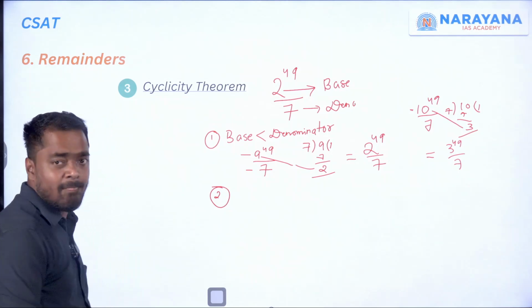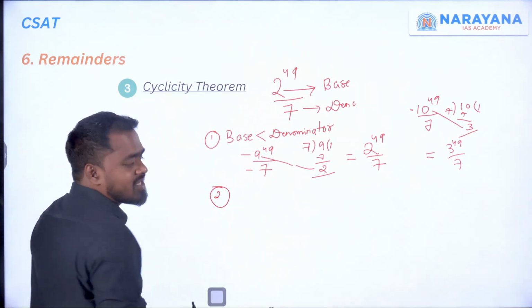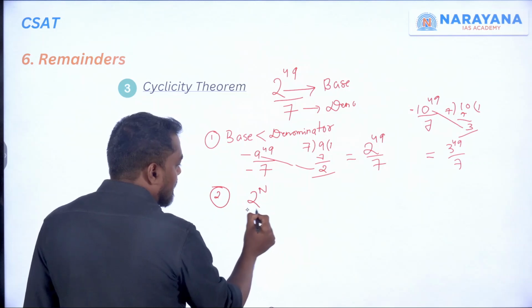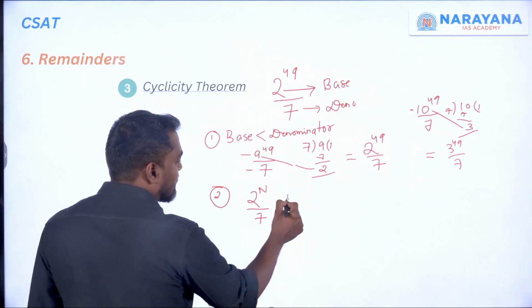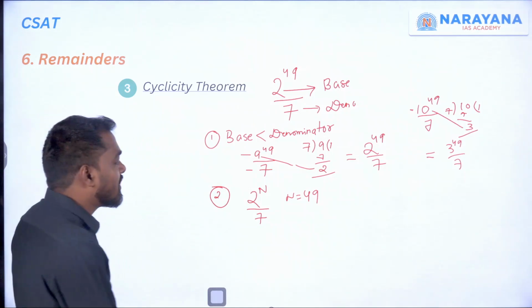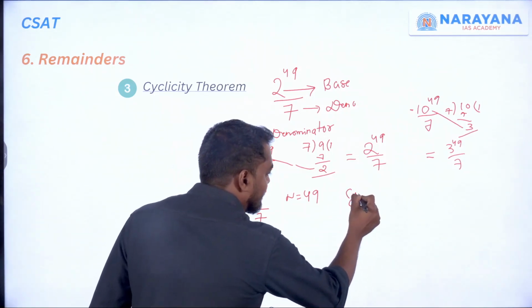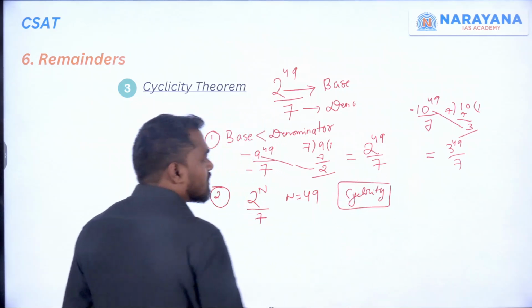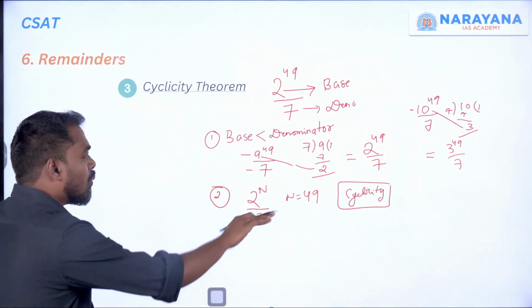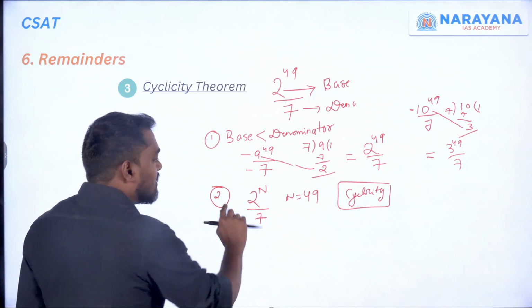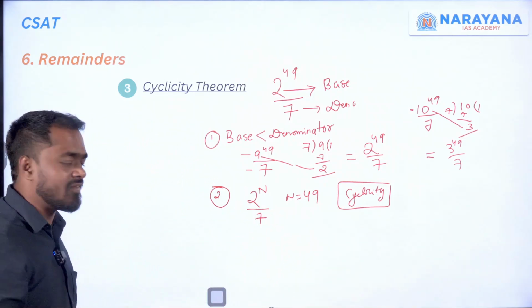Next step. Write the given expression in the form of 2 to the power n by 7. What is n here? That is 49. Now we have to check the cyclicity. What does cyclicity mean? You have to substitute values for n like 1, 2, 3, 4, and so on.